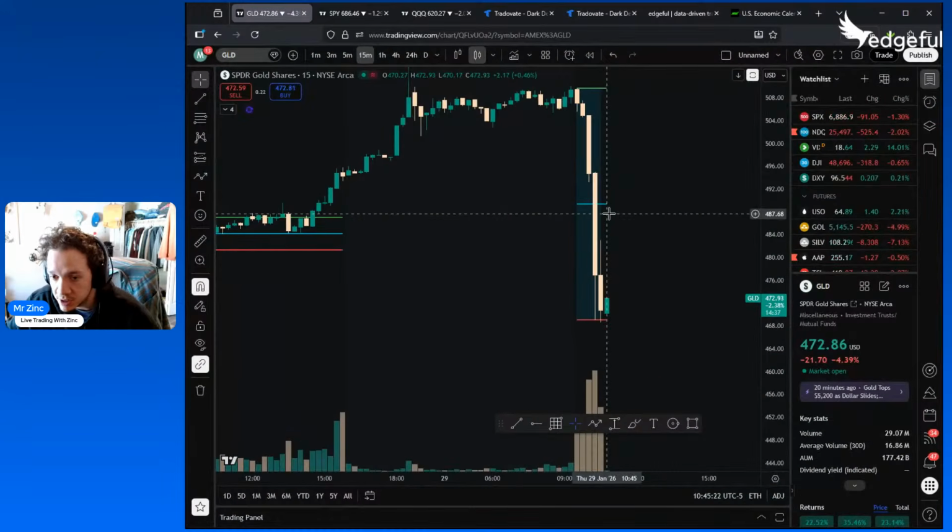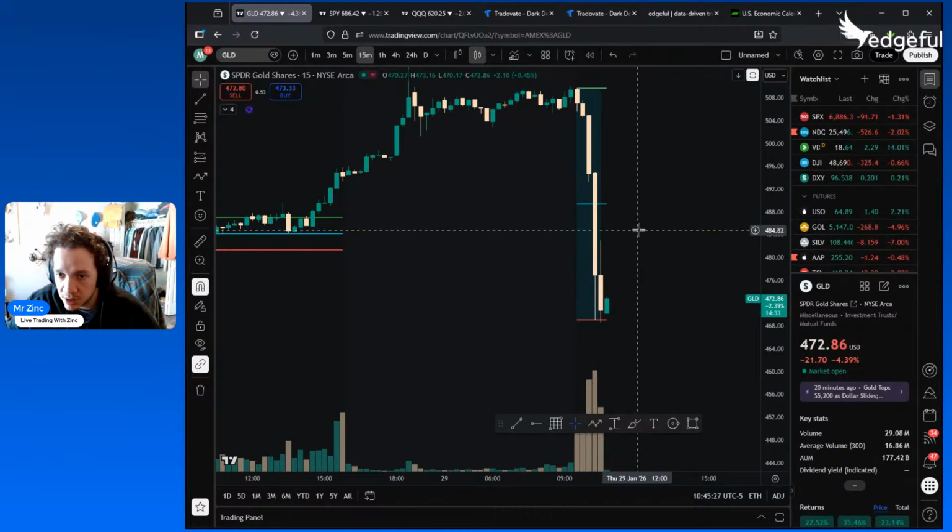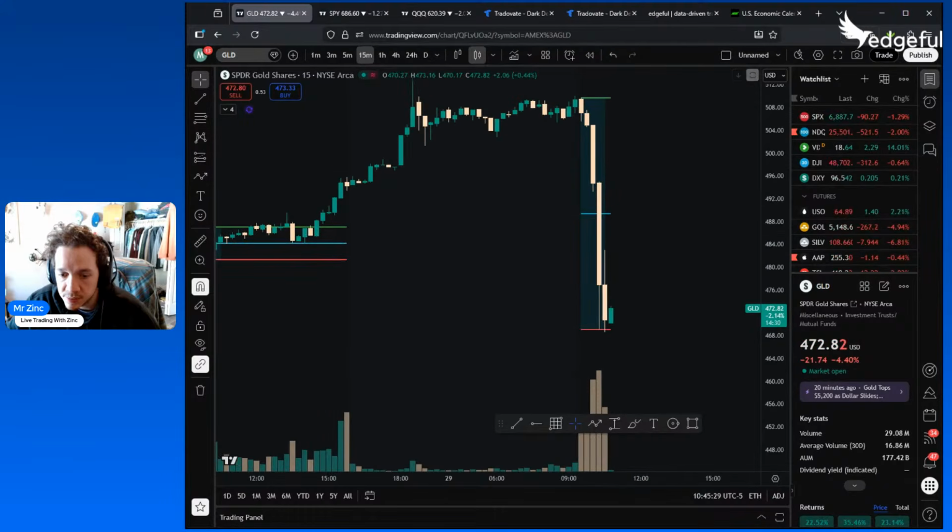But if you're finding yourself trading gold right now, even again, 1 micro on gold, it's not a normal movement it's doing. Very happy that I was done when I was.